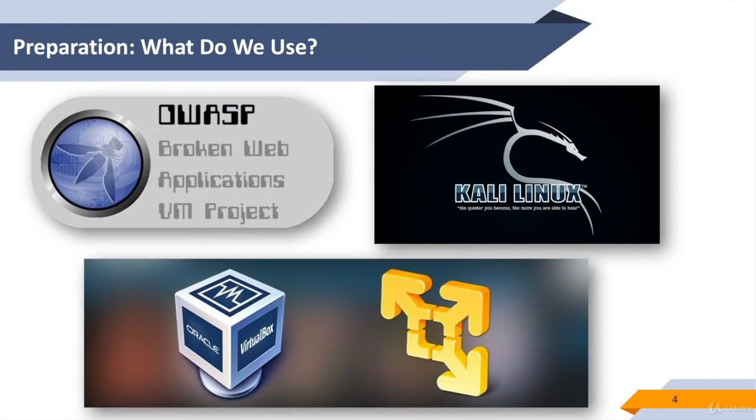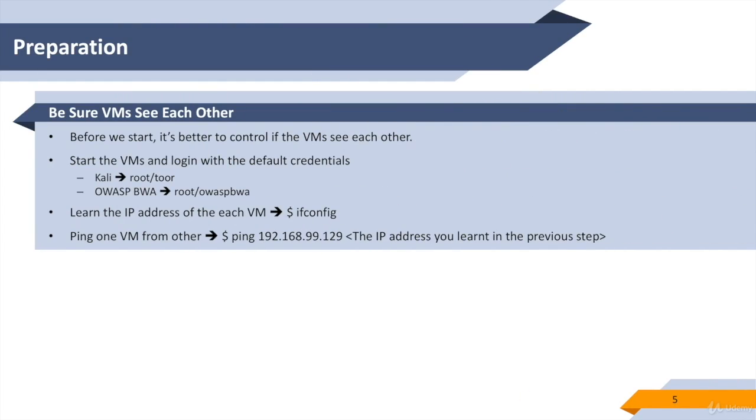If you are using one of the VMware tools, VMware Player, Fusion, or Workstation, using NAT mode for network interfaces will be enough for the VMs to see each other. Now, if you would like to use VMs in host-only network mode, please learn how the virtualization platform works in that mode. Before we start, let's make sure that the virtual machines can see each other.